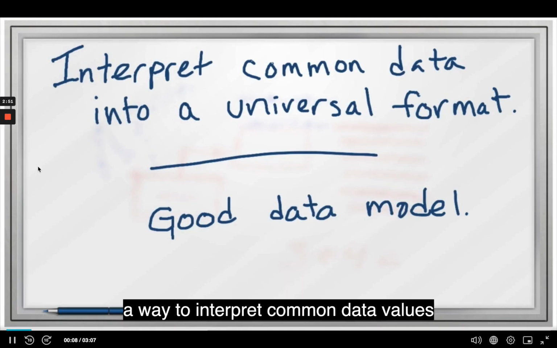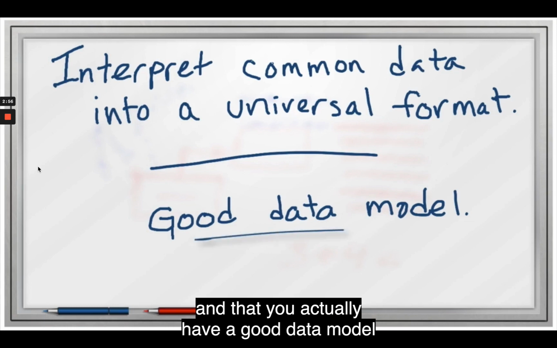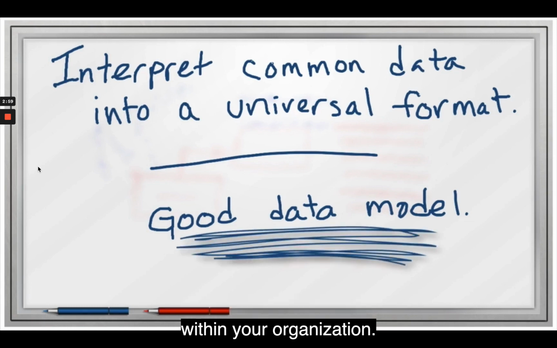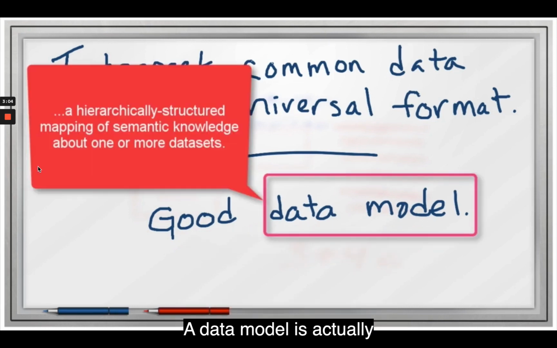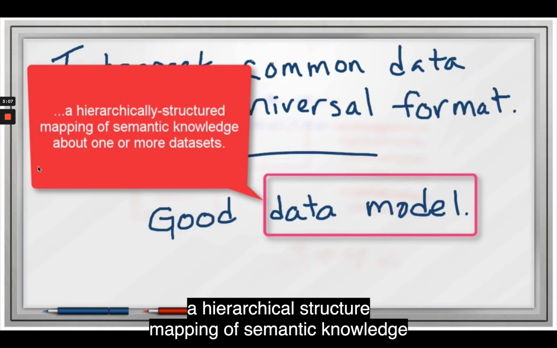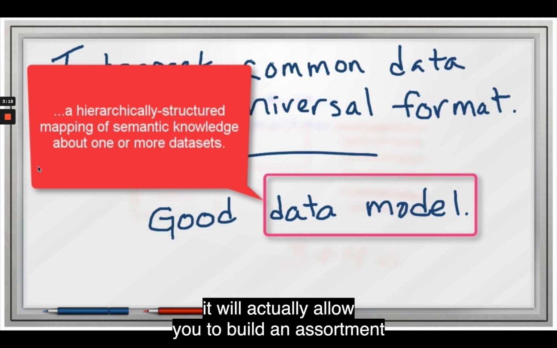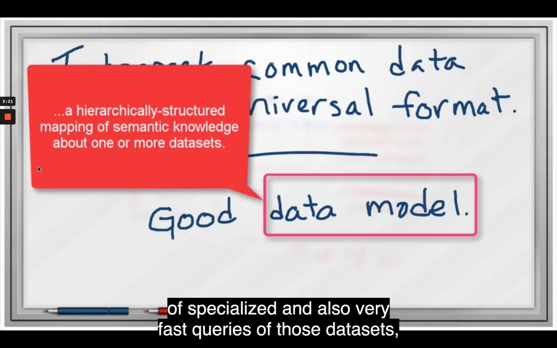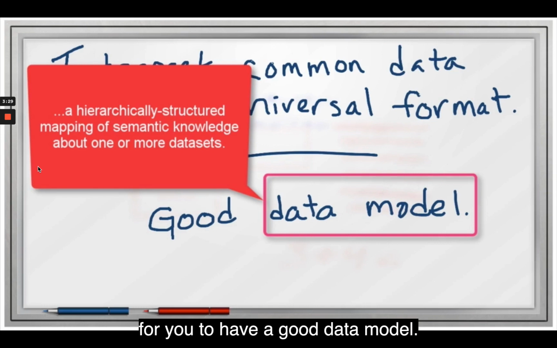It's important that you have a way to interpret common data values into a universal format and that you actually have a good data model within your organization. So you may ask, okay, so what is actually a data model, right? So what are you talking about? A data model is actually a hierarchical structure mapping of semantic knowledge about one or more datasets. By having a good data model for all your security event data, it will actually allow you to build an assortment of specialized and also very fast queries of those datasets, right? That's why it's actually important for you to have a good data model.